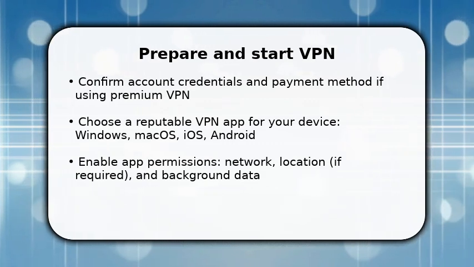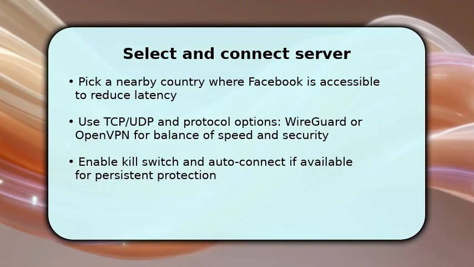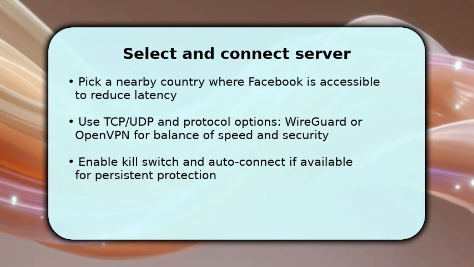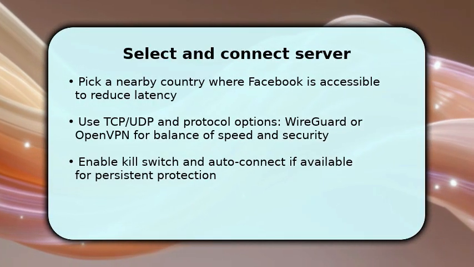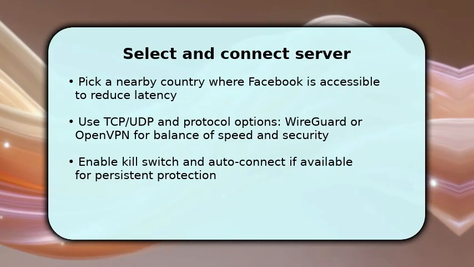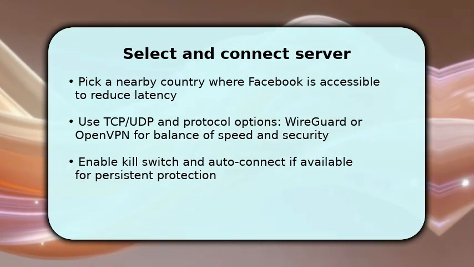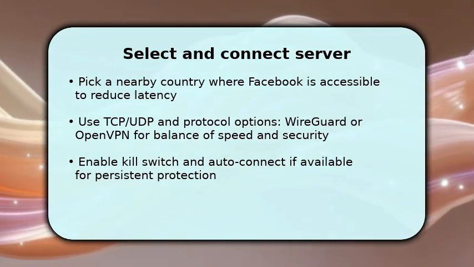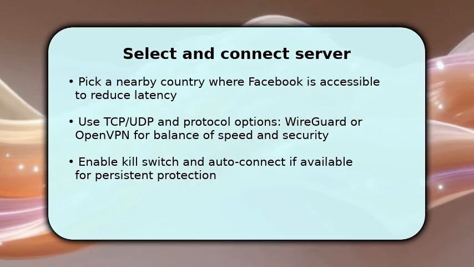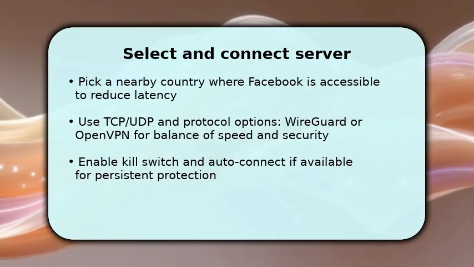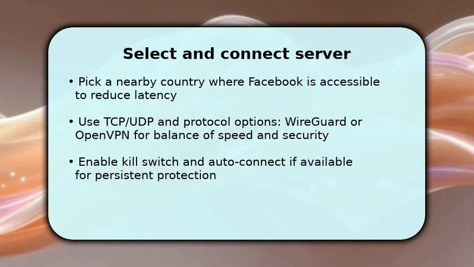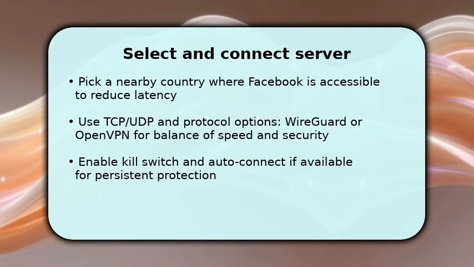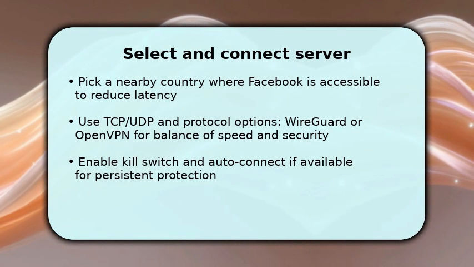Now you'll select the right server and protocol because these choices affect speed and reliability. Choose a nearby country that permits Facebook to keep latency low. Then pick WireGuard or OpenVPN. WireGuard tends to be faster. OpenVPN is proven stable. Enable the kill switch so your real IP never leaks if the VPN drops, and turn on AutoConnect for future sessions.